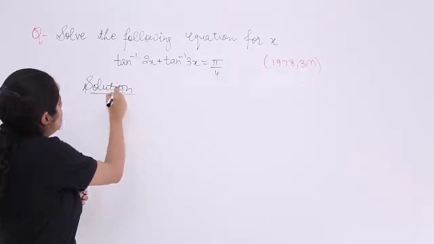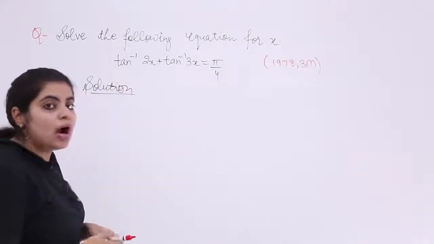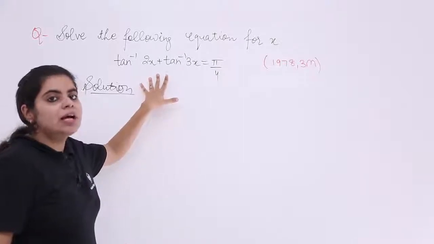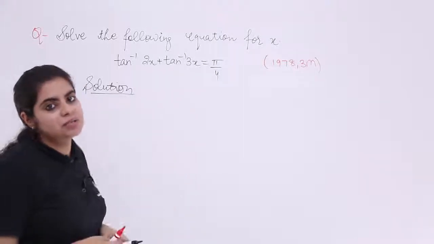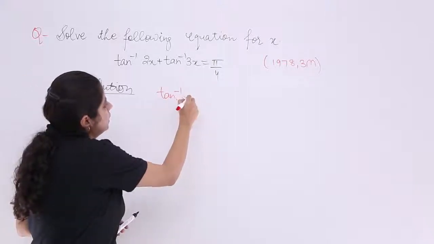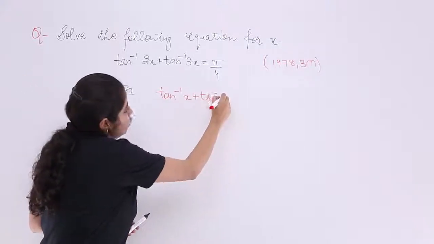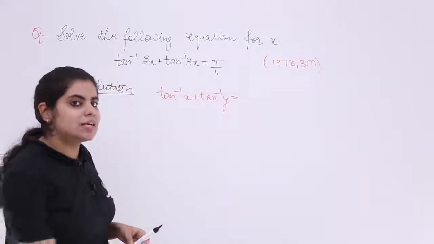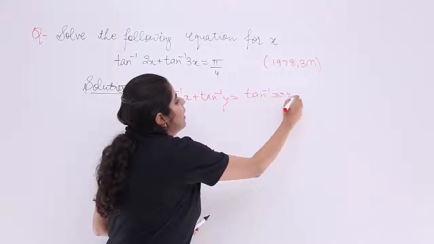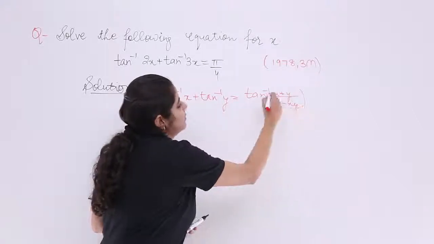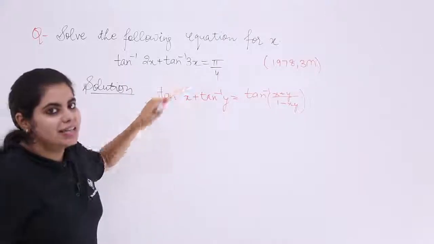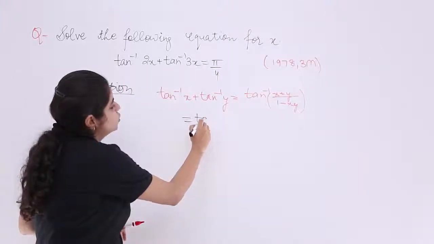Most of you might have now guessed how to solve it, which formula to use. Yes, you're right. The formula is tan inverse x plus tan inverse y. Let me write the formula and then we'll see the further solution. So, tan inverse x plus tan inverse y is equal to tan inverse of x plus y upon 1 minus xy. Right? Now, tan inverse 2x plus tan inverse 3x is equal to what?